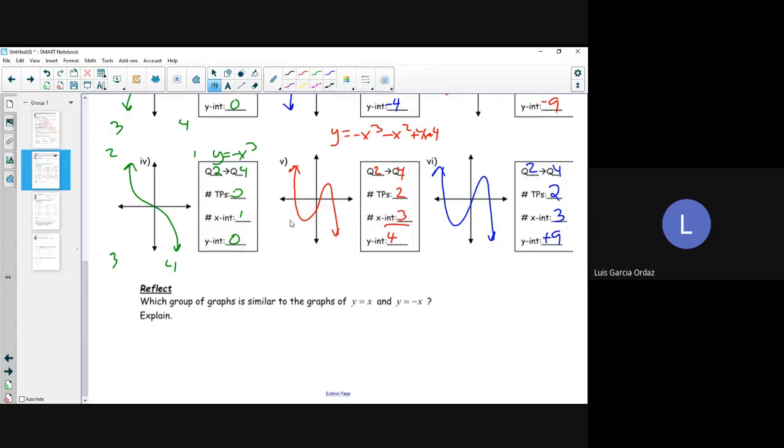So we're gonna reflect. Which groups of graphs is similar to the graph of y is equal to x and y is equal to negative x? So is group A or B similar to y is equal to x? So we're gonna draw y is equal to x. So it goes from quadrant what? 3 to 1. So which group, A or B, went from quadrant 3 to quadrant 1? So this is similar to group A.